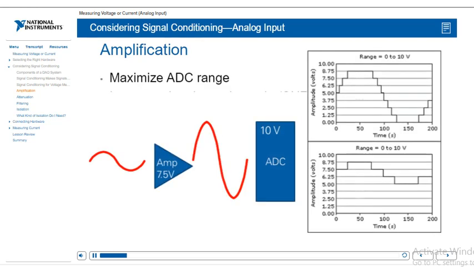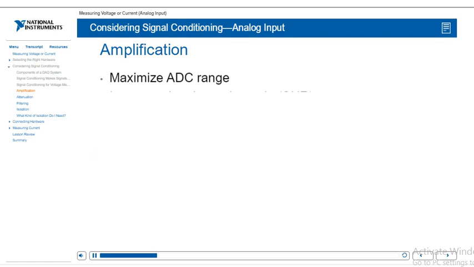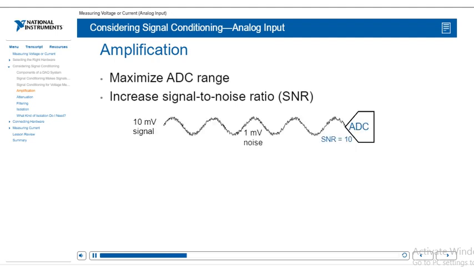We already talked about amplification when it came to hardware resolution and how to take full advantage of the range of the ADC. But amplification also helps increase the signal-to-noise ratio. The signal-to-noise ratio is simply the signal divided by the amount of noise. So for example, a 10 millivolt signal with 1 millivolt of noise has a 10% error in measurement. So the signal-to-noise ratio is 10.